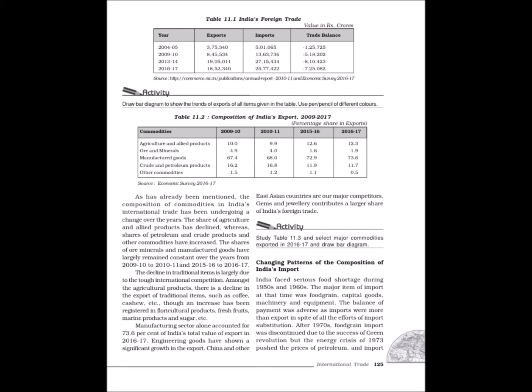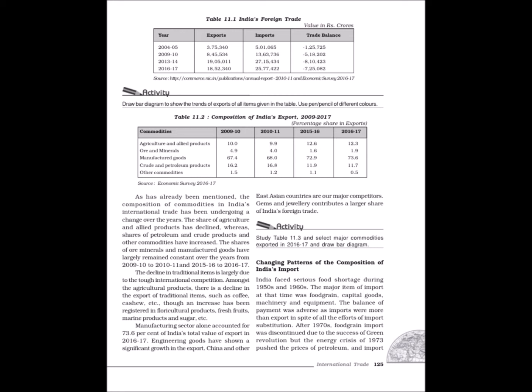Amongst the agricultural products, there is a great decline in the exports of traditional items such as coffee, spices, tea, pulses, etc., though an increase has been registered in floricultural products, fresh fruits, marine products and sugar, etc. Manufacturing sector alone accounted for 75.96% of India's total value of export in 2003-2004. Engineering goods have shown a significant growth in the export list. Textile sector could not achieve much in spite of the liberal measures taken by the government. China and other East Asian countries are our major competitors. Gems and jewelry contribute a larger share of India's foreign trade.